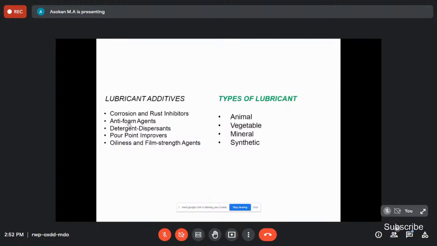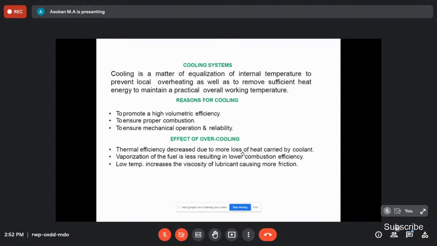And the lubricant additives: corrosion and rust inhibitors, anti-foam agents, detergent. You can add these additives to increase the lubrication. Right? Animal, vegetable, minerals, this you already know. Okay, so after this is the lubrication system.